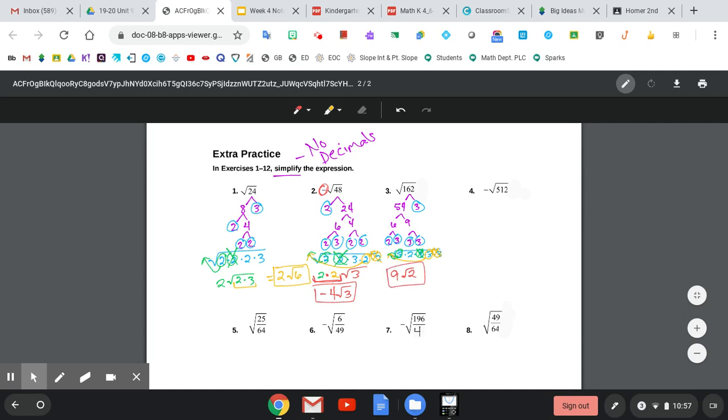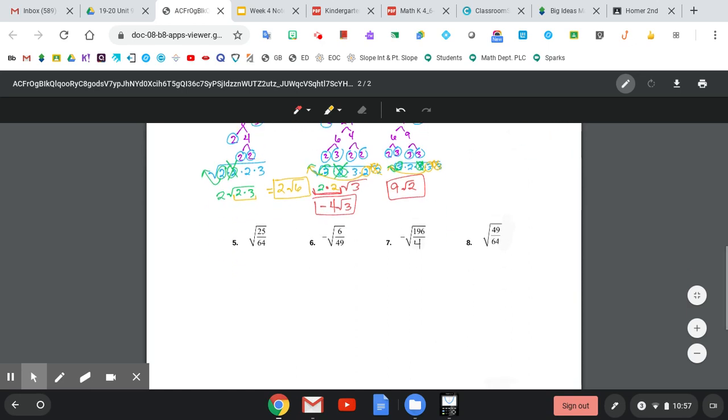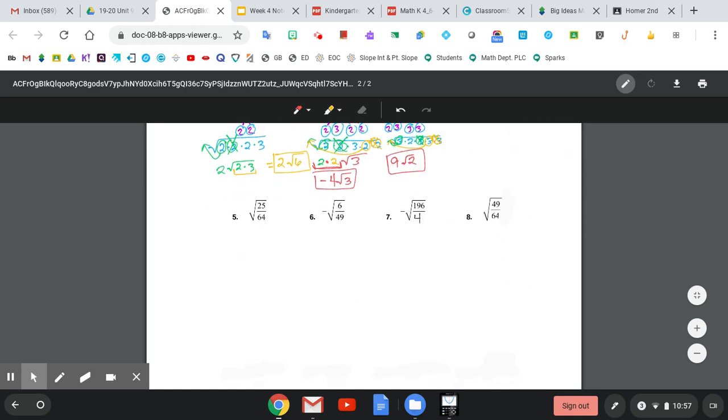So go ahead and pause the video and try number 4 on your own. All right, so let's see how you did. I ended up getting negative 16 times the square root of 2. How'd you guys do? All right, let's look at the next ones. The next ones look more complicated, but they're actually not.